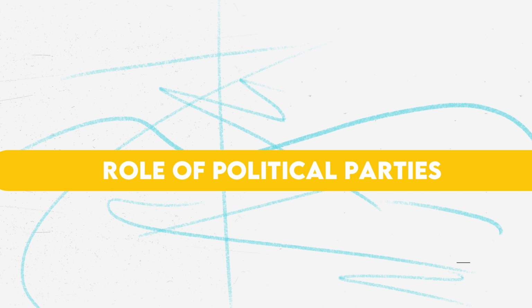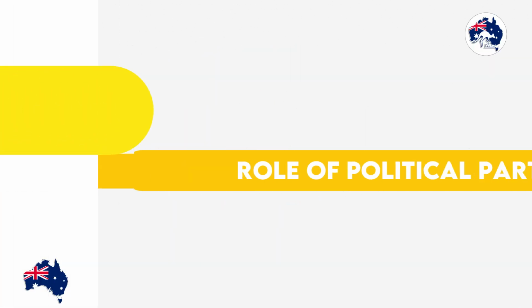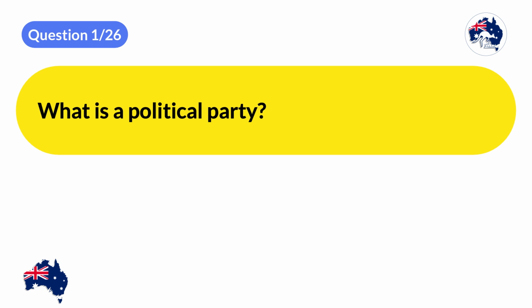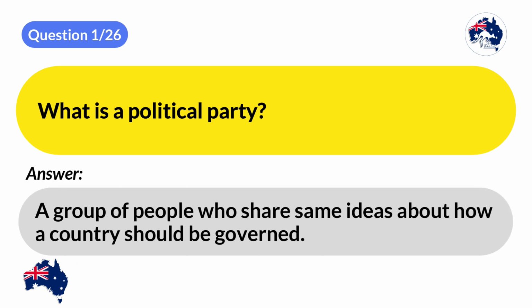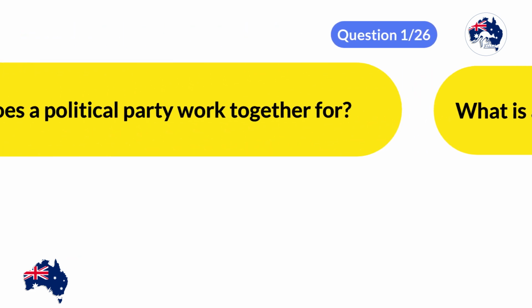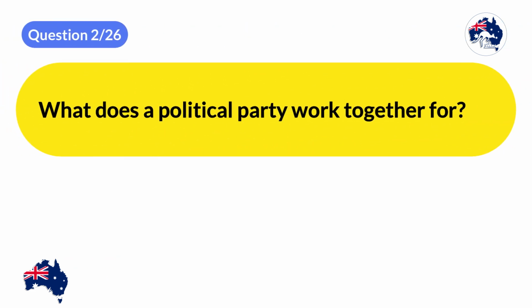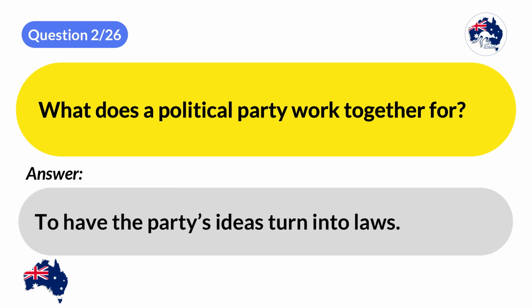Role of political parties. What is a political party? A group of people who share the same ideas about how a country should be governed. What does a political party work together for? To have the party's ideas turn into laws.